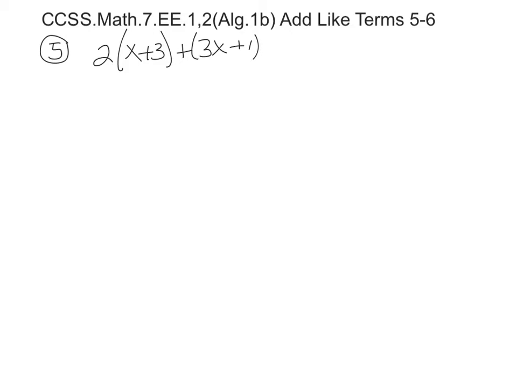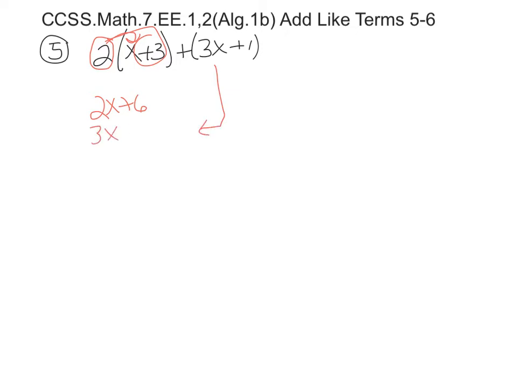We have two groups, but if you notice, we also have a perfect distributive. So we're going to distribute the 2 to this one group. So 2 times x is 2x. 2 times 3 is plus 6. Now, we have to march these down. We're going to combine like terms.